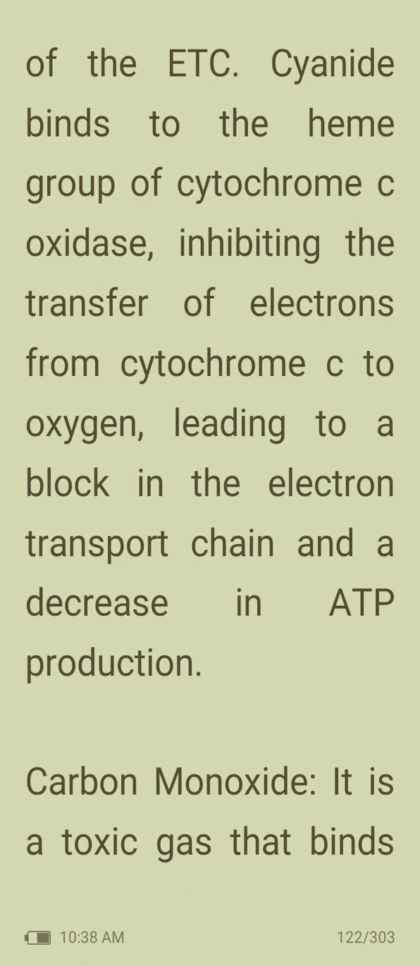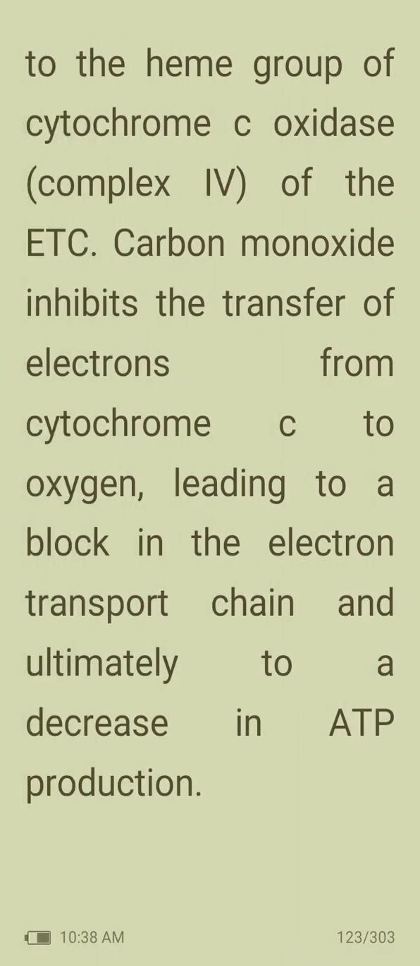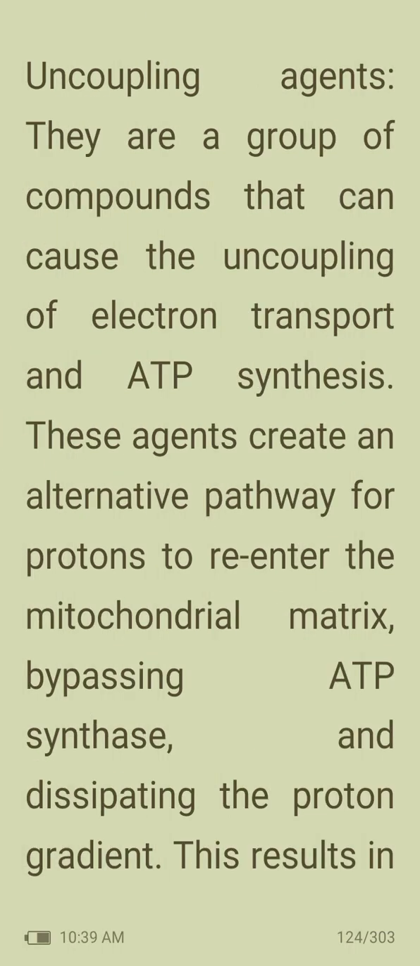Then carbon monoxide. It is a toxic gas that binds to the heme group of cytochrome C oxidase, complex 4 of the ETC. Carbon monoxide inhibits the transfer of electrons from cytochrome C to oxygen, leading to a block in the electron transport chain and ultimately to a decrease in ATP production. Then uncoupling agents.